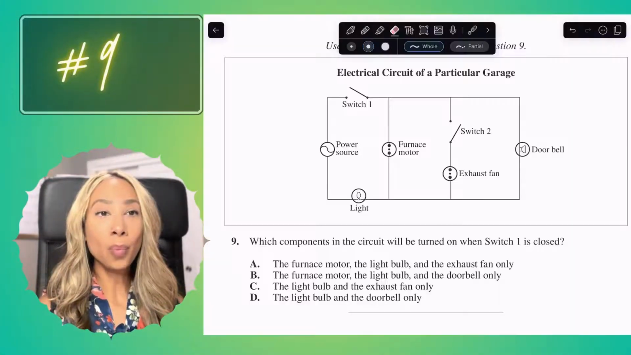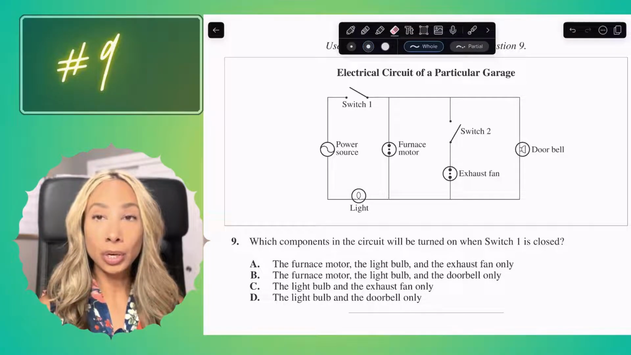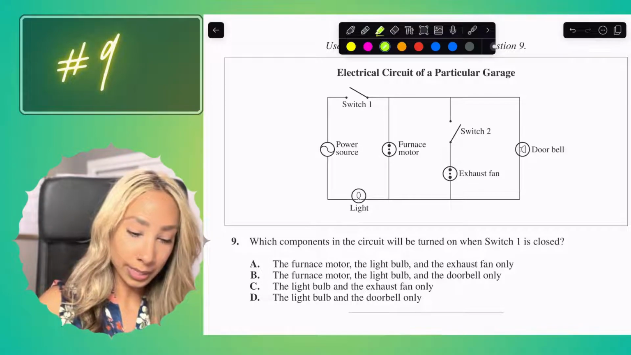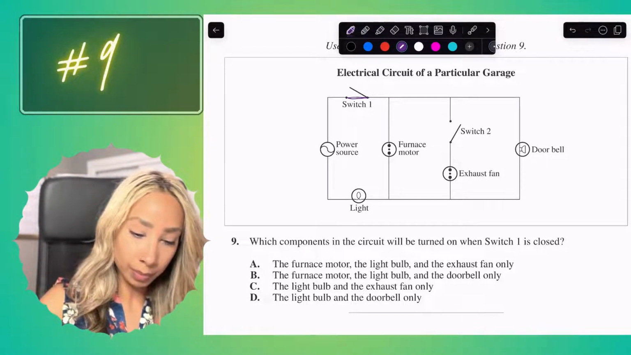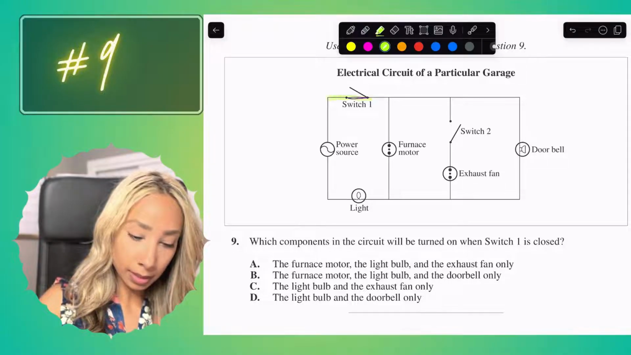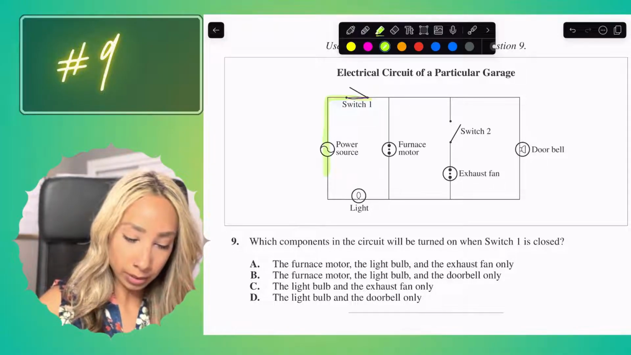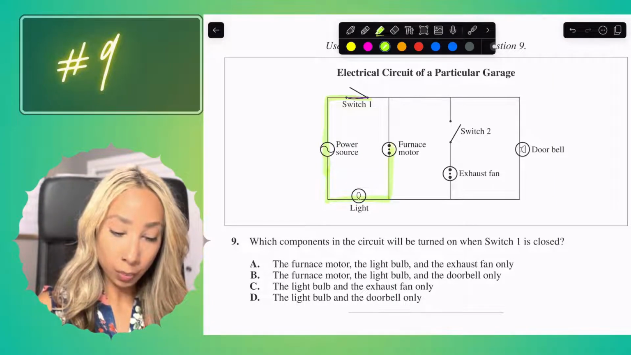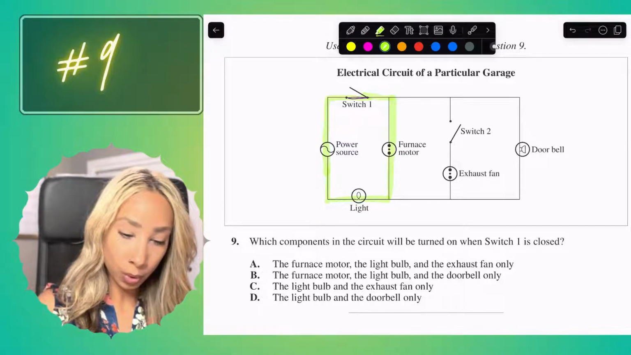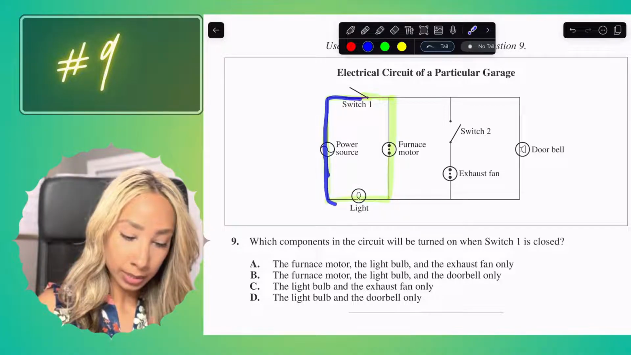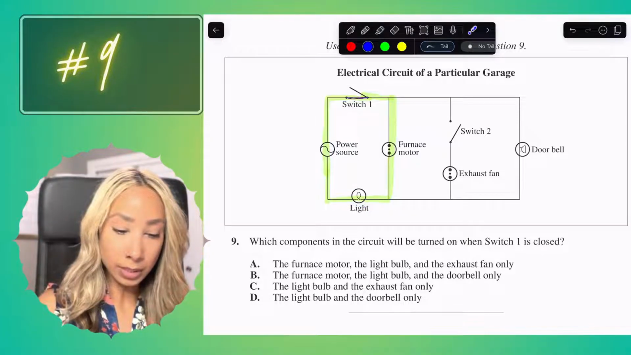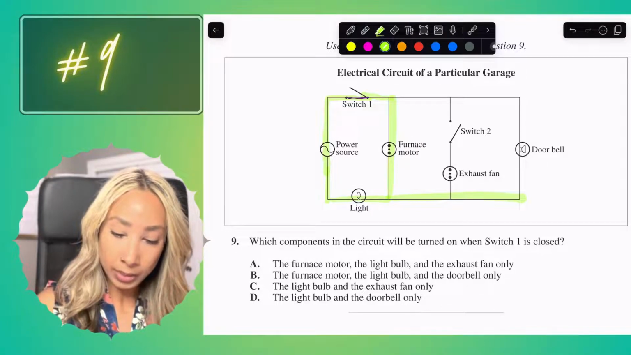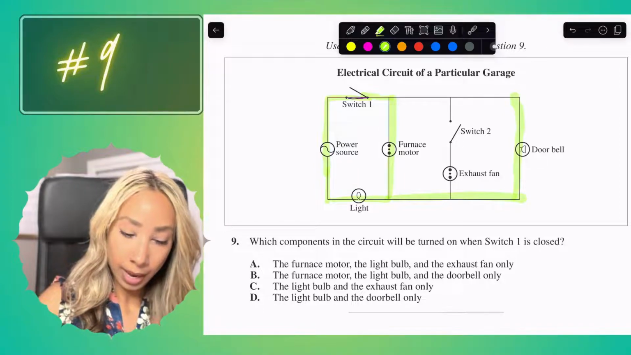Okay, number 9, we want to know which of the components in the circuit will be turned on when switch 1 is closed. So what I'm going to do is I'm just going to go through and highlight this. So let's say switch 1 is on. That means this circuit would be connected. And that means the flow of electrons can go through the power source, through our light. Because this is a parallel circuit, it will go through the furnace. And this whole circuit would be complete, right? Because it would go just like that, right? It'll keep going around. But also because it's a parallel circuit, it's also going to go through here and it's going to hit the doorbell and then keep going.